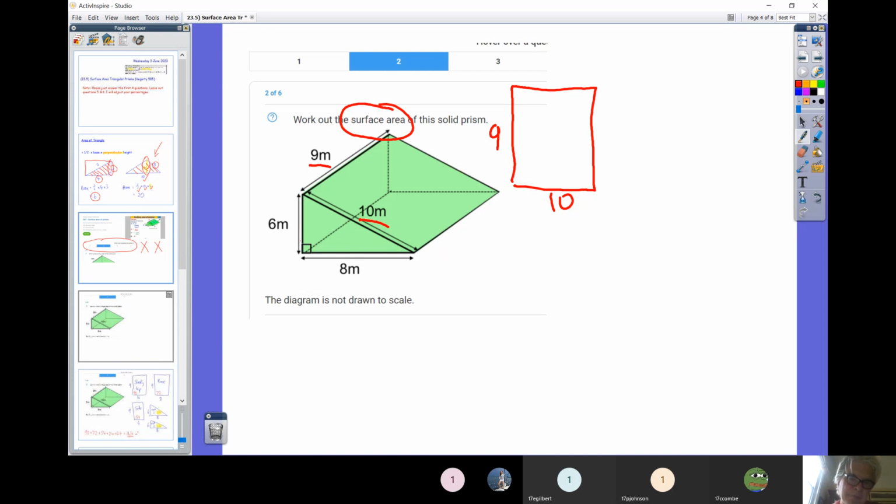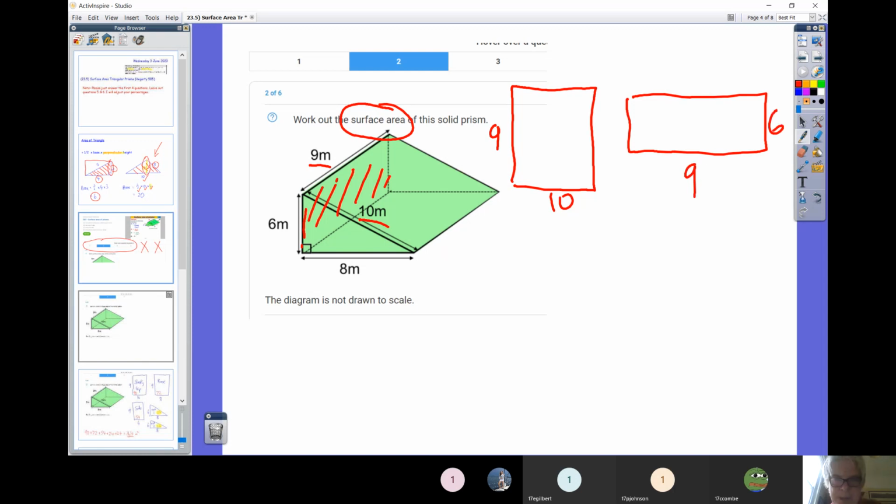Okay, then we've got that rectangle on the back, haven't we? That little rectangle on the back, on the left-hand side. So just go and draw that little rectangle out. Now that's got a height of 6 and a width of 9. Do you see it's that rectangle there we're talking about? So 6 and 9.